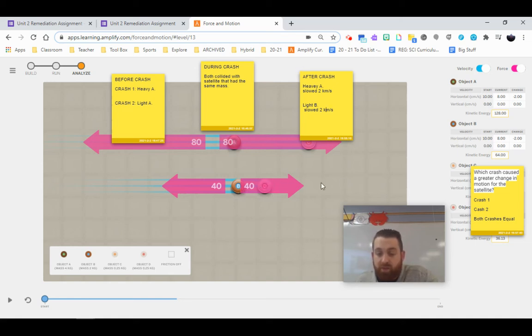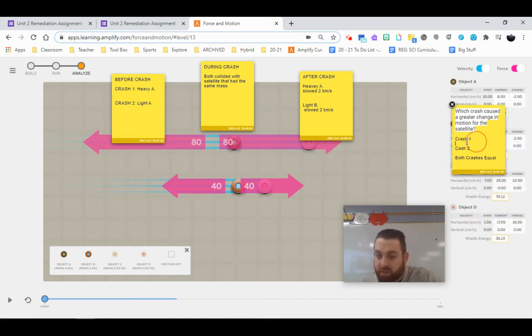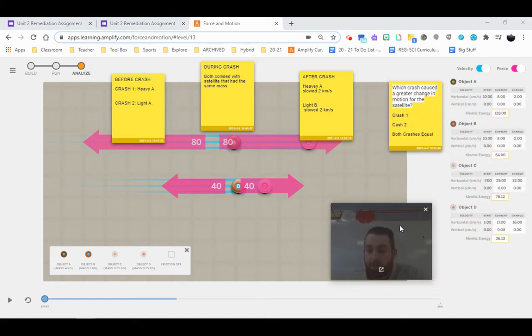Notice larger forces, smaller forces. So which one experienced the greatest change in motion? Well, if we move this here and look at the data, object C, that's the one with our heavier crash. This one, again, 7 to 12, changed its velocity by 32. This bottom one, B to D, D changed from 1 to 17, 6. So the correct answer is crash 1 caused a greater change in speed for our satellite.